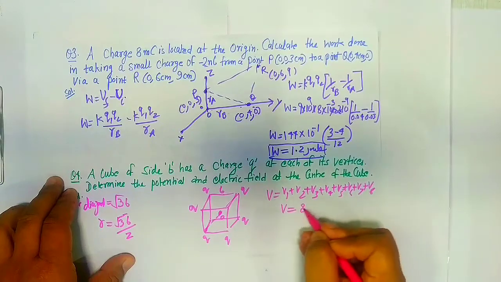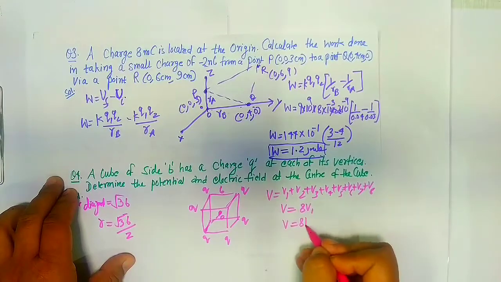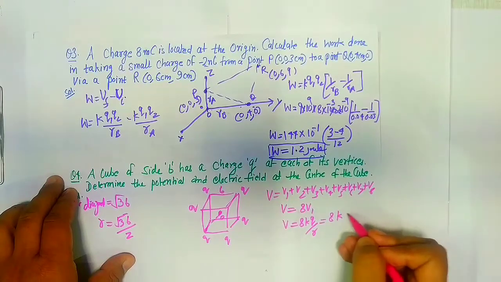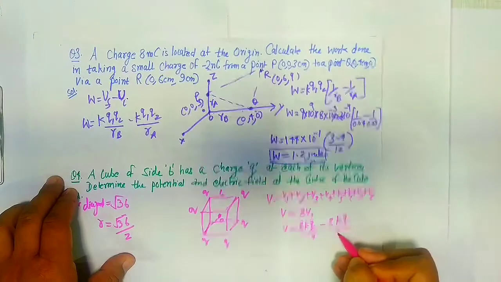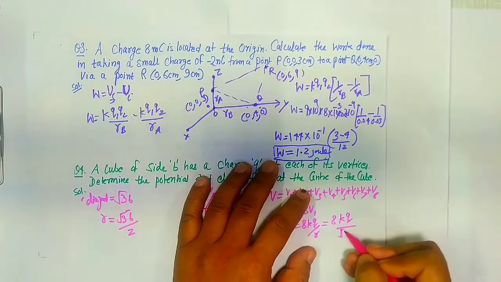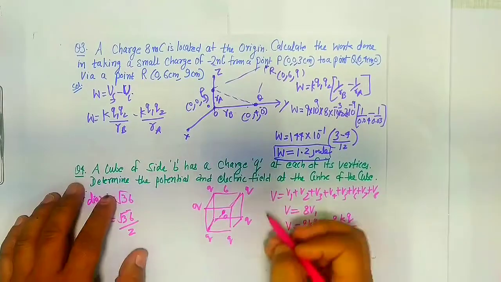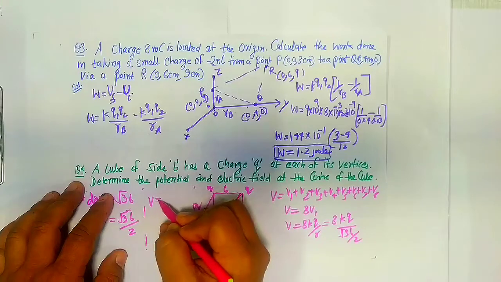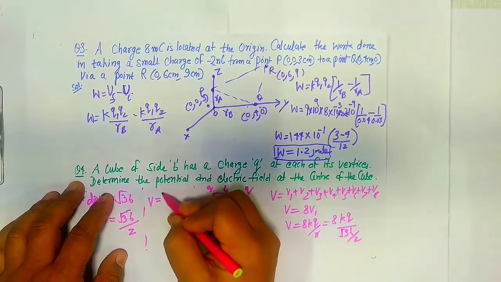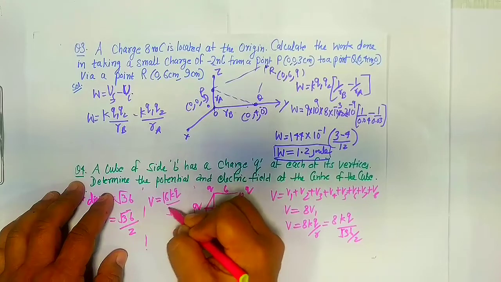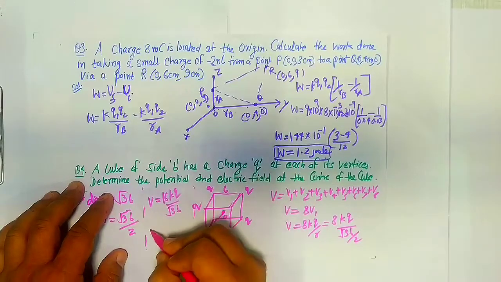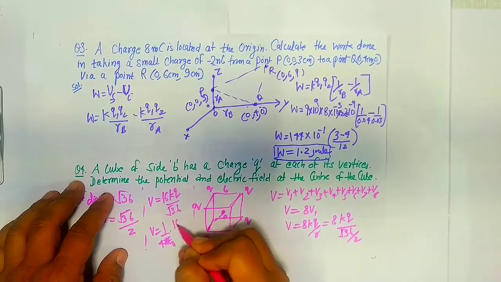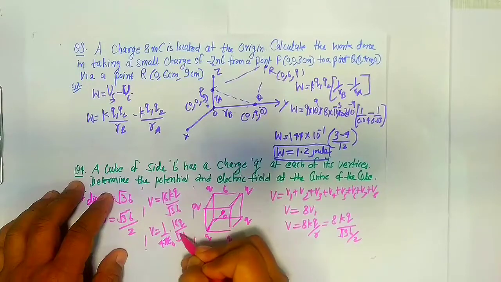Potential has no direction. 8 times V1. So 8 times KQ by R. So 8 KQ by R, where R is root 3 B by 2. So solve it. The final answer will come here, and that will be V equal to 16 KQ by root 3 B. This is the answer. And if you want to put in the value, K is 1 upon 4 pi epsilon naught, so 16 Q by root 3 B.